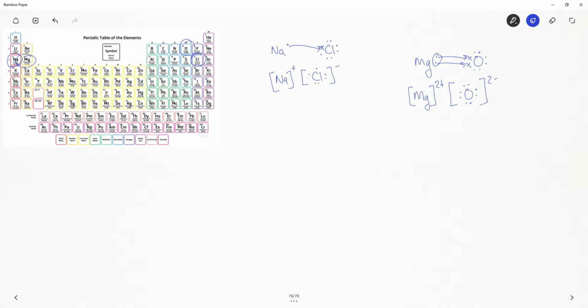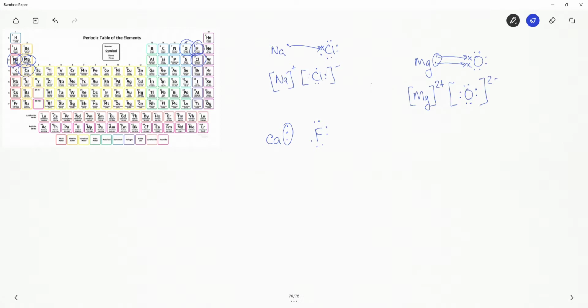But what happens if the electrons that one atom wants to lose and the other wants to gain don't match up? So what if we were to look at calcium and fluorine? So calcium has 2 valence electrons, fluorine has 7. Calcium wants to dump both of these electrons. Fluorine wants to gain only 1. Now, calcium is not going to give just 1 away and form a bond. It's either going to get rid of both of those electrons or it's simply going to stay neutral.